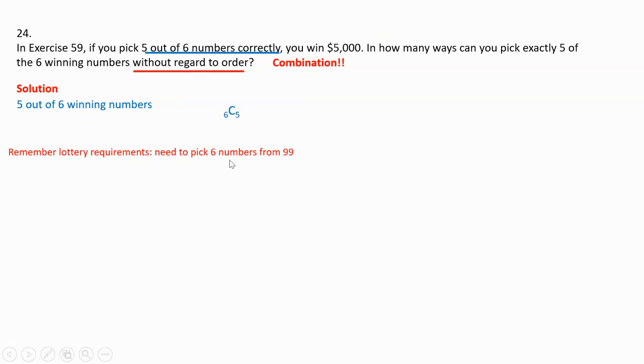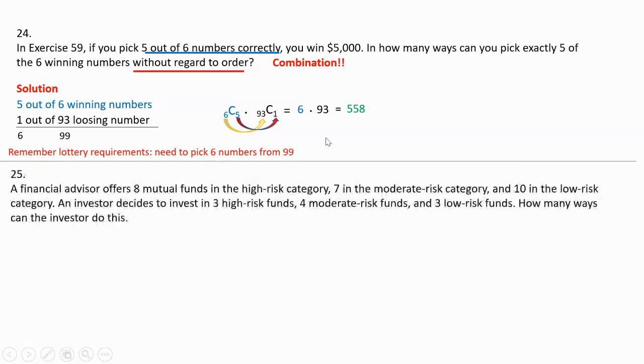But remember, with a lottery, we need to pick 6 numbers from 99. So in this case, I need to pick 1 more, because if we chose 5 correct numbers, we still need to get another one to make it to 6. Since we have 6, and we have to have 99, that's why it's going to be 93. So this one is going to be 93 combination 1. You see the 2 numbers on the outsides must equal 99, and the 2 on the inside must equal 6. Now 6 combination 5 is 6, times 93. The answer is 558.